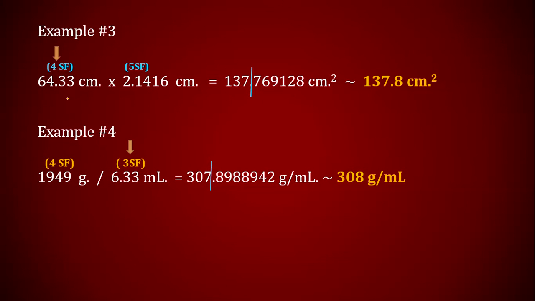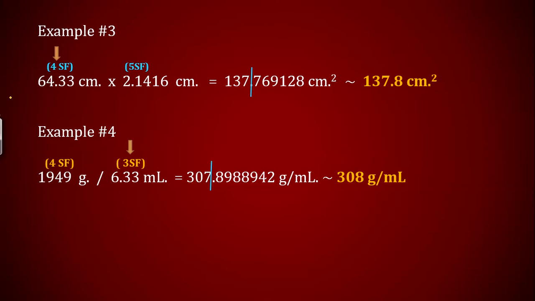Example number 3. Let's do a multiplication. So I have 64.33 centimeters times 2.1416 centimeters. So let's look at the answer using your calculator. I got 137.769128. Now, let's be very careful with our unit here, okay? You are doing multiplication, so therefore your unit should also be adjusted. So cm times a cm should give us cm squared, or centimeter squared.